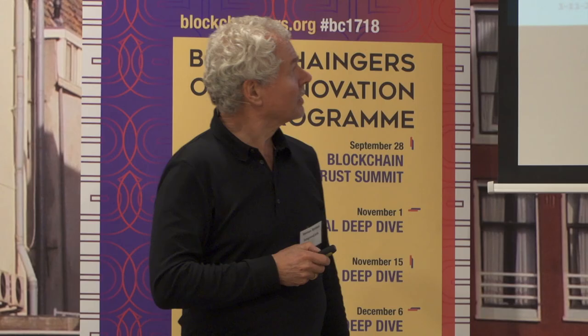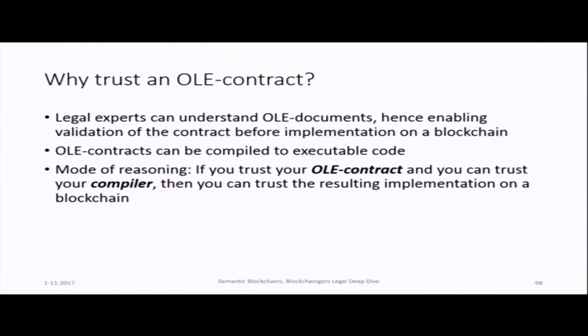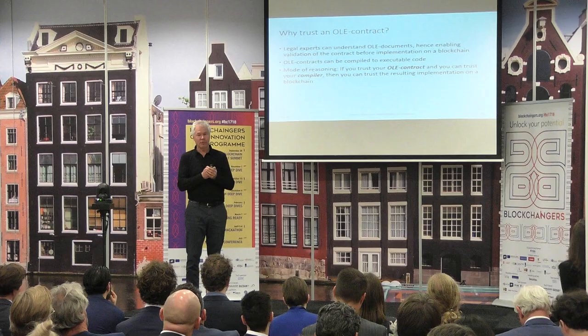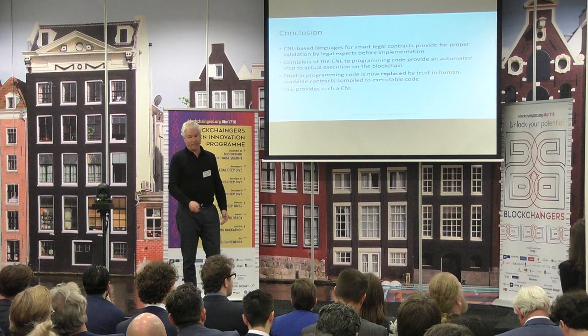Then, if you have a thing called a compiler, it can translate this structured natural language into programming code. And you can do that because this language, like I just showed you, is machine readable. So if you trust your smart contract, so the legal expert says, I trust this smart contract, and if you trust the quality of your compiler, then you can trust the quality of the Solidity code, for example. So this is how this could work.